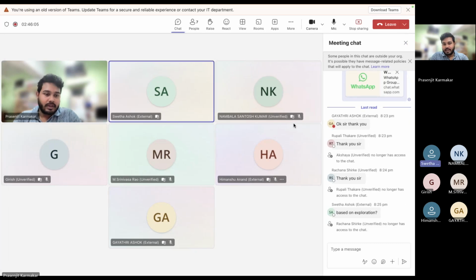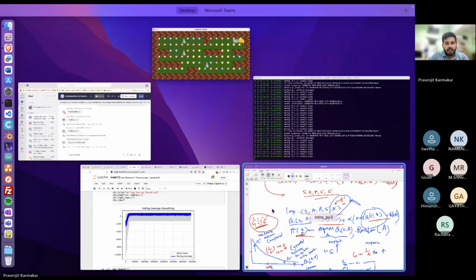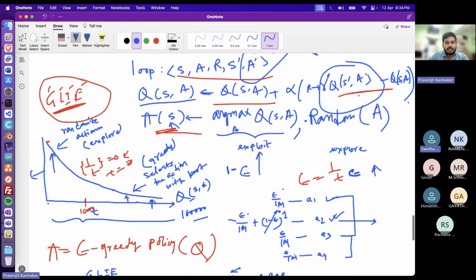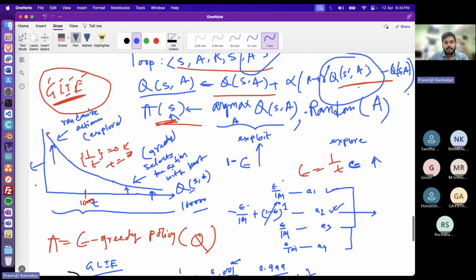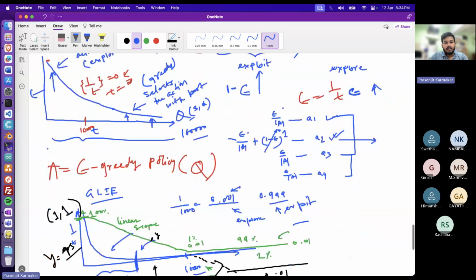Yes, so actually one more thing. You were drawing a graph in which the 1 by t curve was there, no? I just wanted to know what the x-axis and y-axis actually are. The x-axis is time, and the y-axis is epsilon. The epsilon means how much exploration you do. So 1 over time means you basically start with complete exploration.